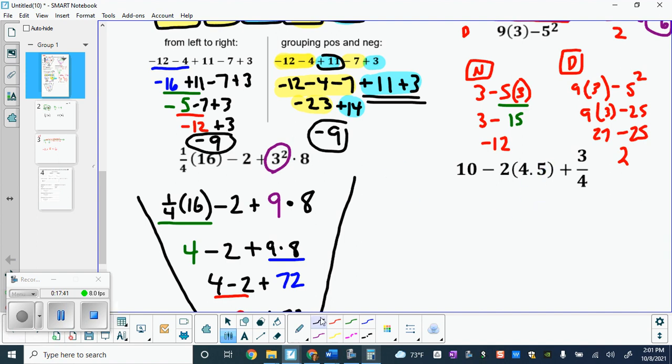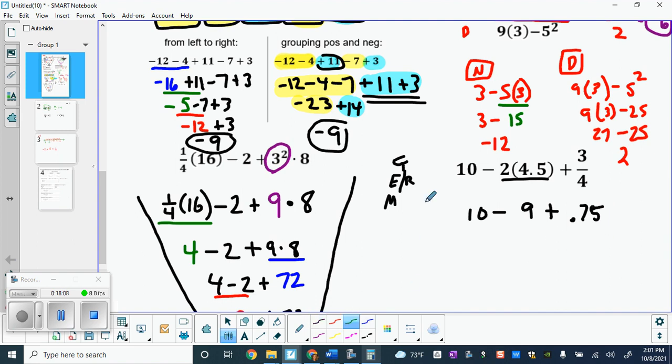We took care of G. There's nothing there. I don't see any exponents. I don't see any radicals. I do see multiplication though, and it's right here, 2 times 4.5. Now 2 times 4.5 is a 9, and then I'm just going to bring down here the 10 minus, and then here, the 3/4. Don't let that fraction freak you out. Just go ahead and make it a decimal.